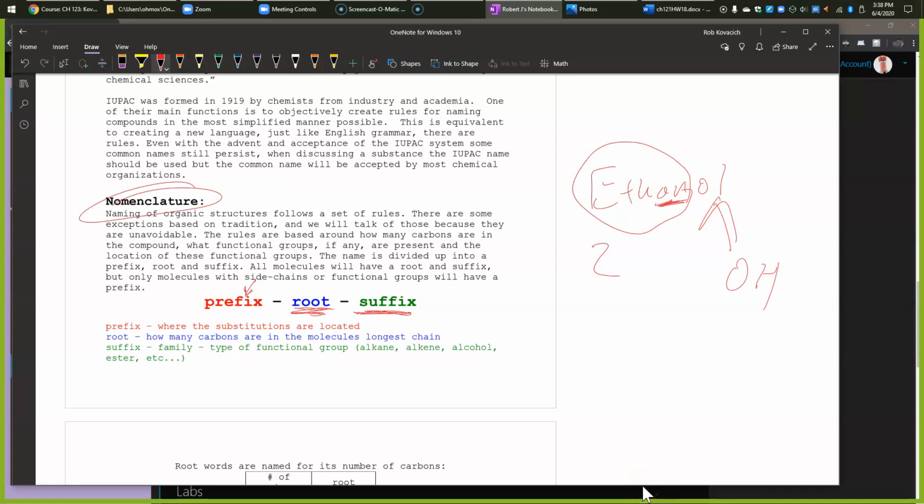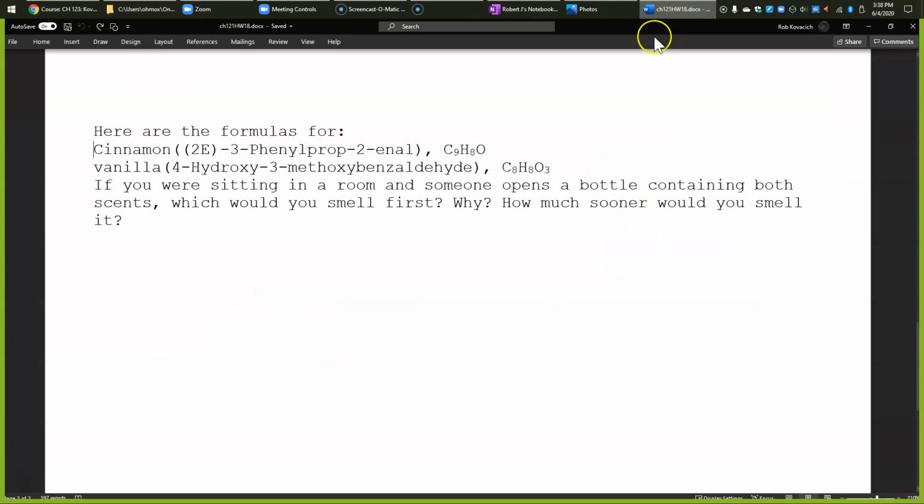It could be a really long name like this name here. This tells me that this is an aldehyde because aldehydes always end in AL. So the suffix for this thing is an aldehyde. It's also telling me, since we see this phenyl thing in there, that somewhere in the cinnamon molecule there's a benzene ring.